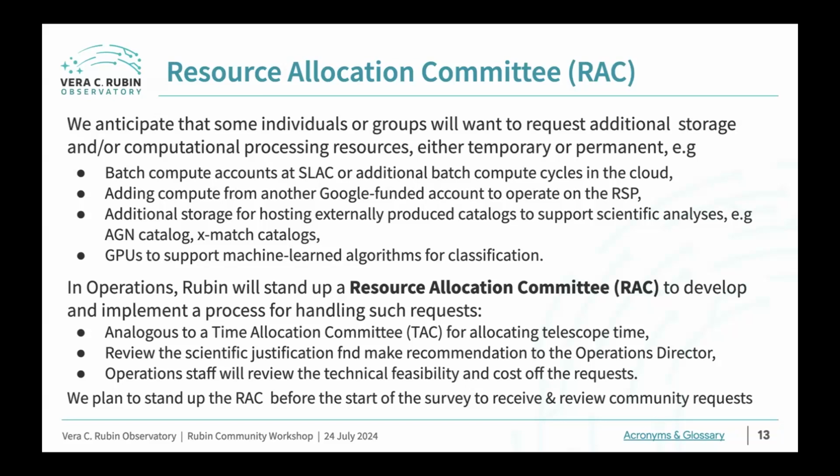So this is the idea behind the Rubin Resource Allocation Committee, to develop and implement a process for handling these sorts of requests. Broadly speaking, the Rubin Resource Allocation Committee will be analogous to the Time Allocation Committee, which allocates time on a telescope. This is going to allocate extra resources, compute or storage, batch resources fit for users to work with. And as I've just mentioned, they would review the scientific justification and make recommendations to the operations director.